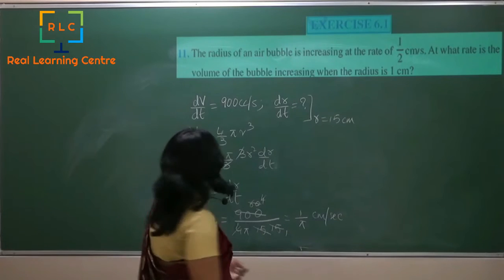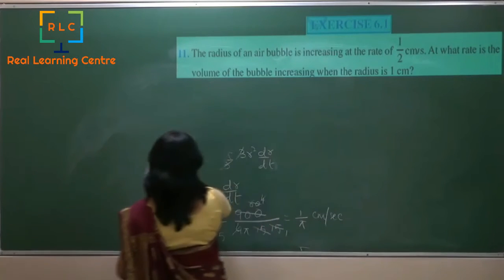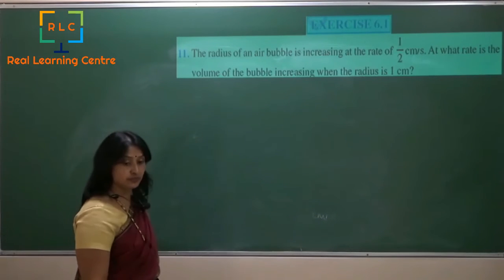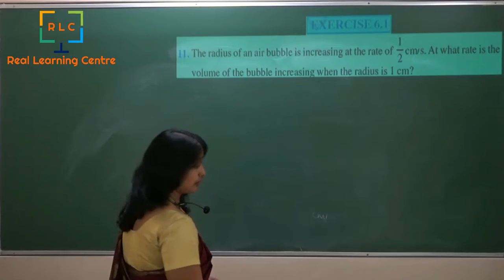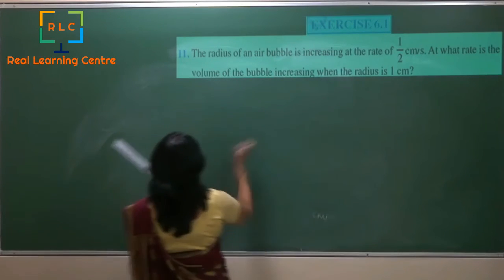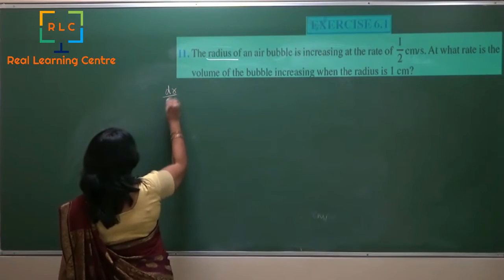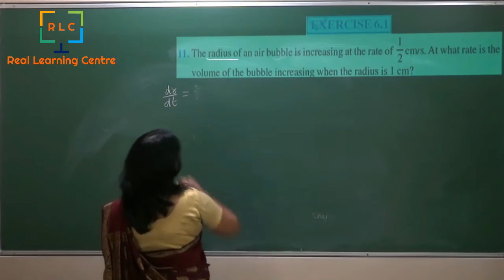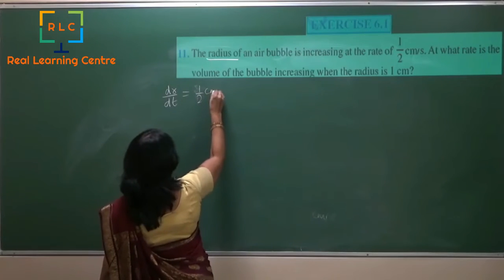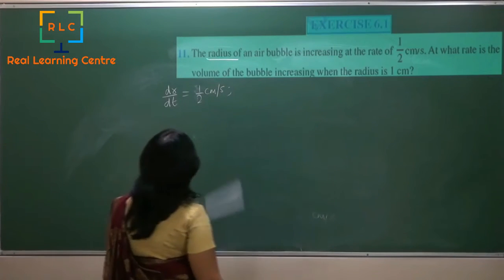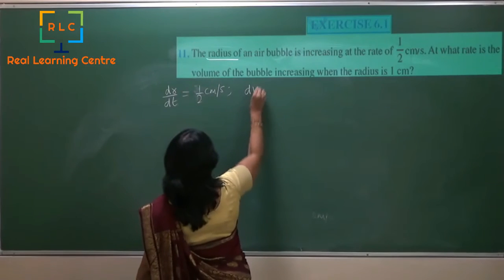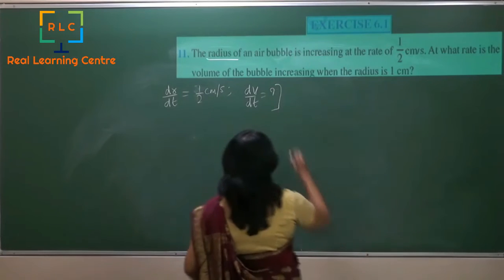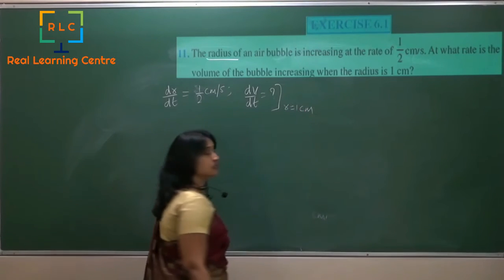We go to the next sphere. The radius of an air bubble is increasing. What is increasing? Radius. So dr by dt is equal to question mark. Radius of the balloon is increasing at half centimeter per second. At what rate is the volume of the bubble increasing? dV by dt equal to question mark, when the radius is 1 centimeter.